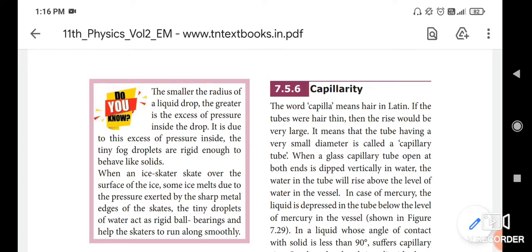Here consider the three interfaces. What are they? Liquid-air, solid-air and solid-liquid. The point of contact is denoted as O. The liquid-air is denoted as TLA, the solid-air is denoted as TSA, and the solid-liquid is denoted as TSL.